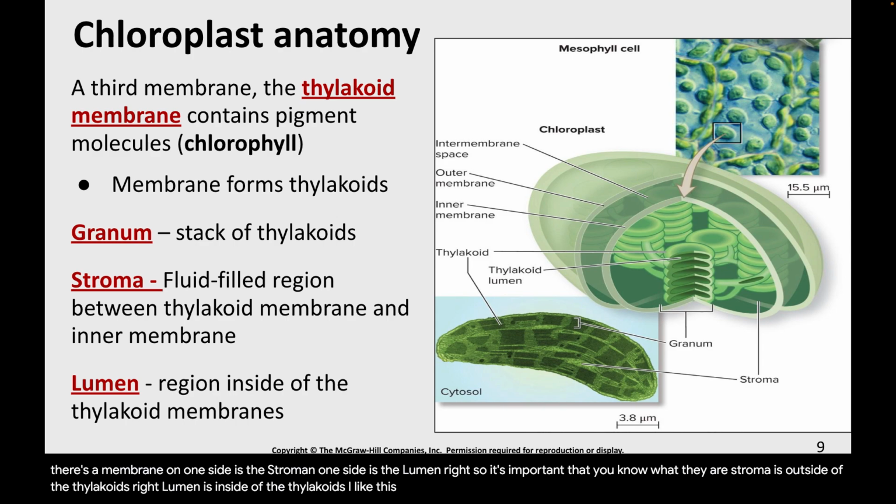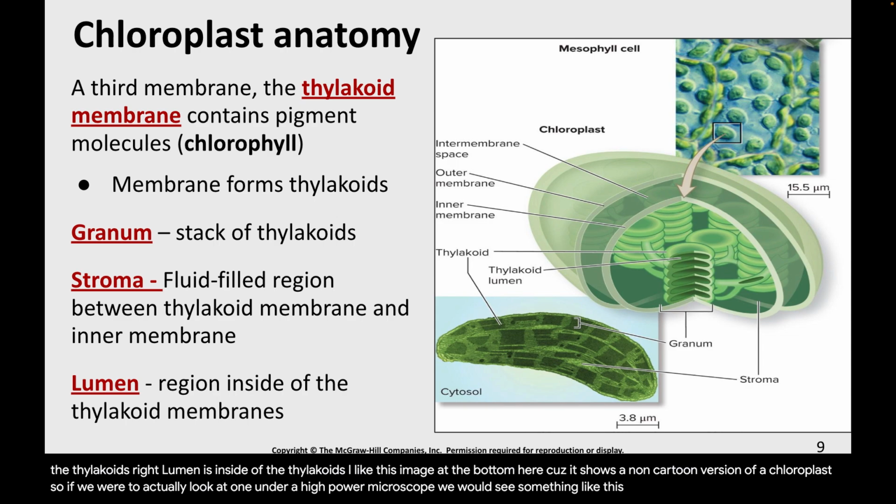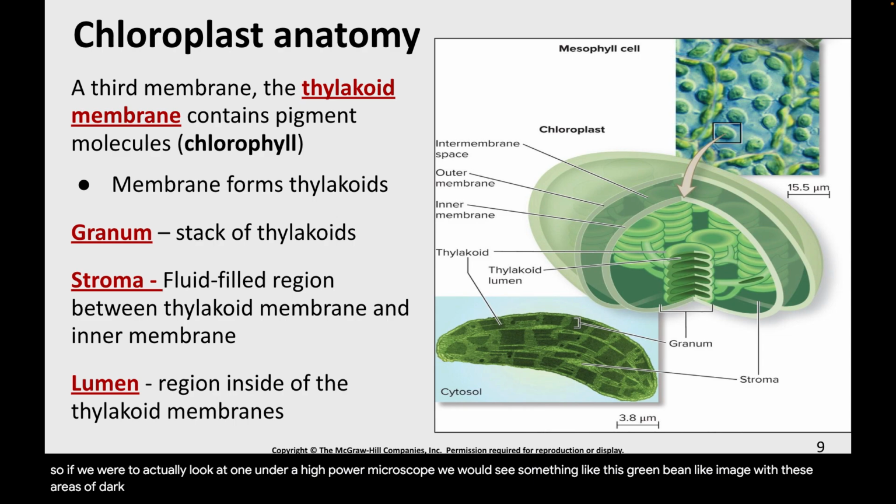I like this image at the bottom here because it shows a non-cartoon version of a chloroplast. So if we were to actually look at one under a high-power microscope, we would see something like this green bean-like image with these areas of darker stacks. Those darker stacks would be stacks of our thylakoids. They're really membrane dense.